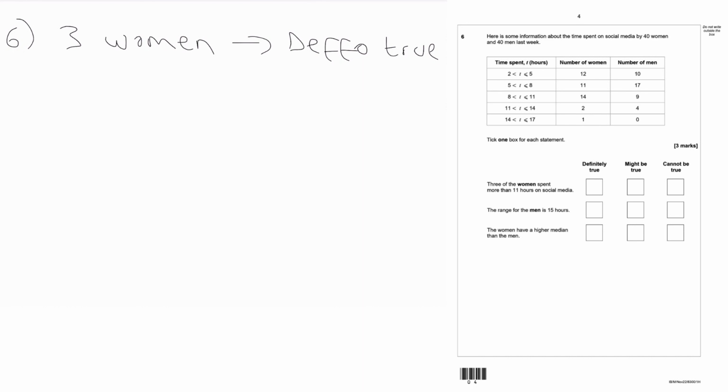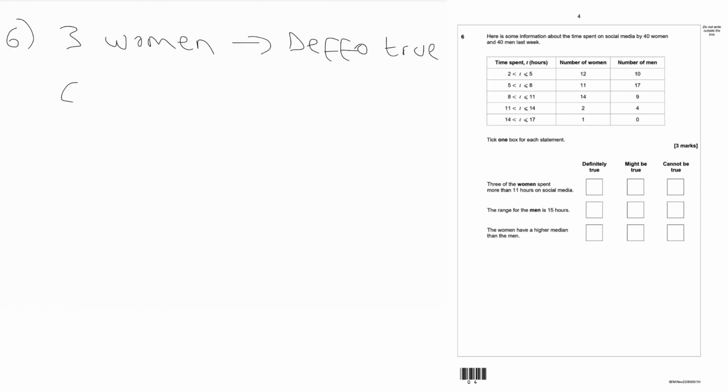So the second statement here is that the range for the men is 15 hours. So the range is the difference between the least amount of hours a man spent and the most amount of hours a man spent. So what is the lowest number of hours one of the men could have theoretically spent? Well, there were 10 men in this greater than 2, equal to or less than 5 interval. So theoretically, one of these 10 men could have spent just over 2 hours.